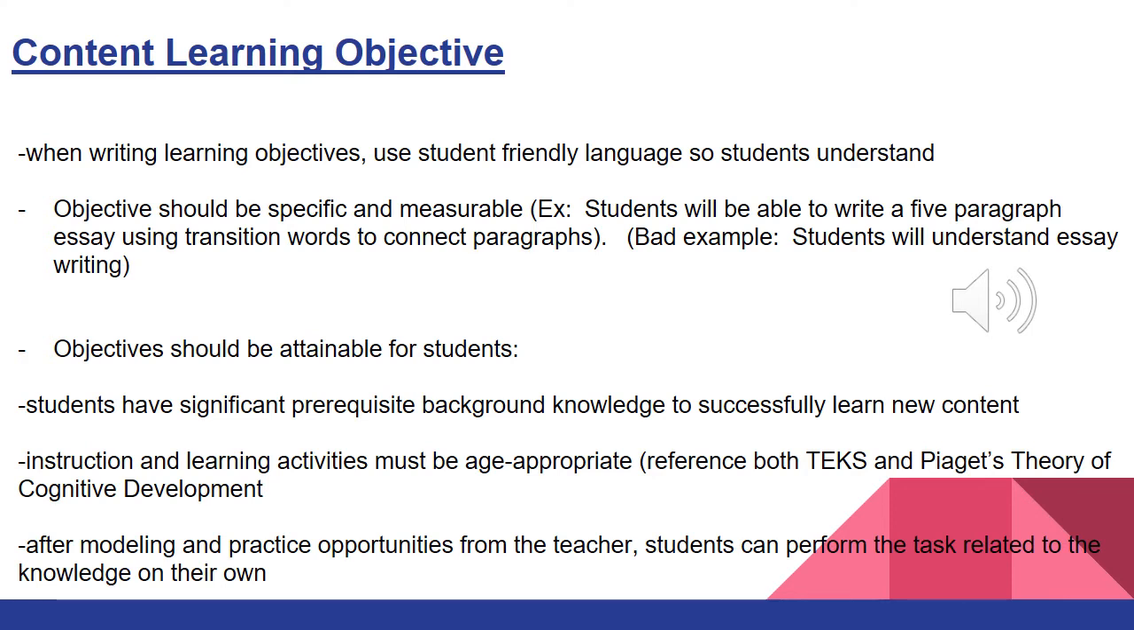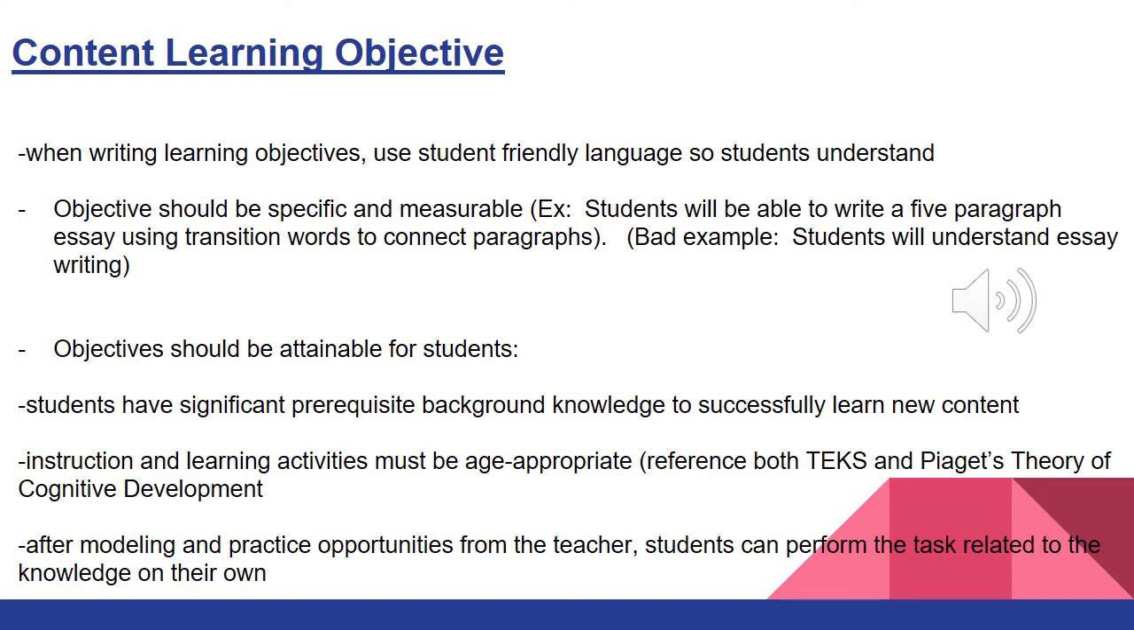A bad example of a vague objective that could not be measurable would be the following. Students will understand essay writing. First of all, it is not very specific. What kind of essay writing? What does understand mean? Furthermore, how is it measurable? How are we going to determine whether or not a student understood the concept?